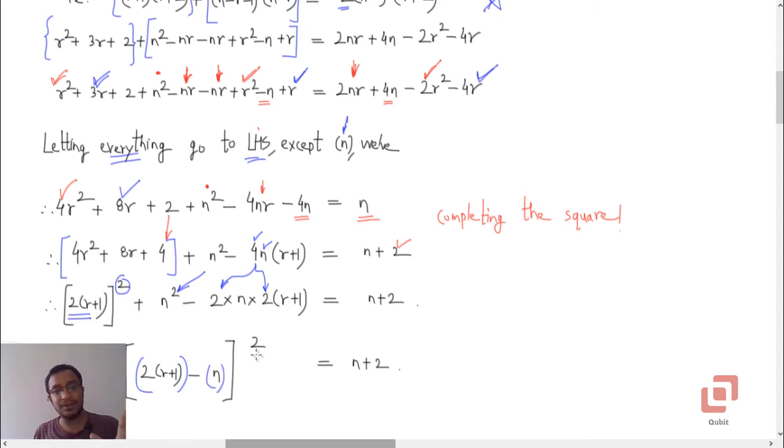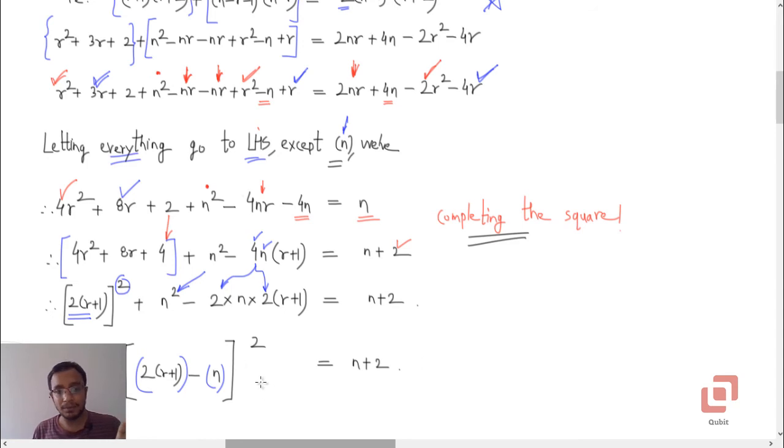Now this equation is very fundamental because the entire solution will depend on this. The 2 important steps that we did: first one was expanding and letting everything go to the LHS except n, and then the completion of the square. These are very important, otherwise it is very difficult to correctly guess the sequence of simplifications.